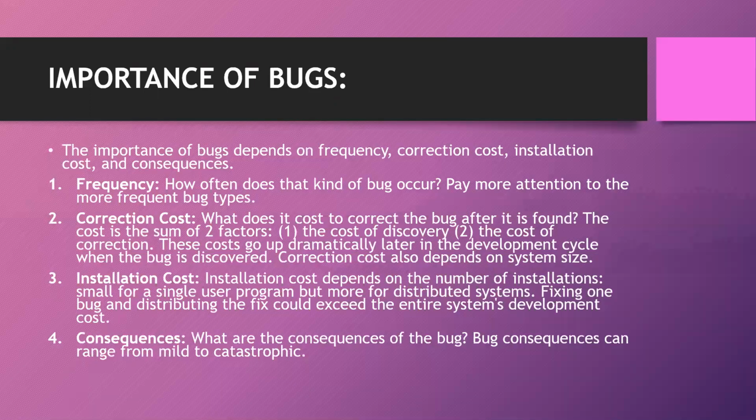So in correction cost, what does it cost to correct the bug after it is found? The cost is the sum of two factors, that is, the cost of discovery and the cost of correction. These costs go up dramatically later in the development cycle when the bug is discovered. Correction cost also depends on system size.